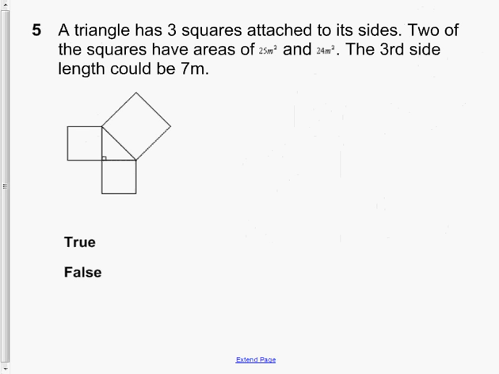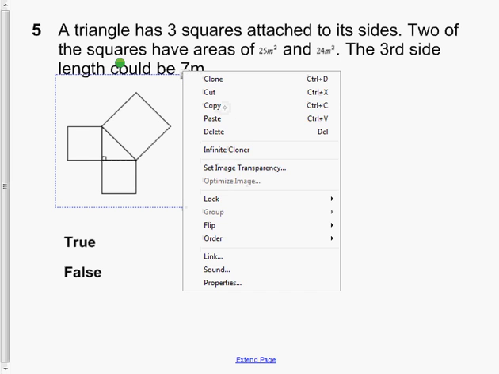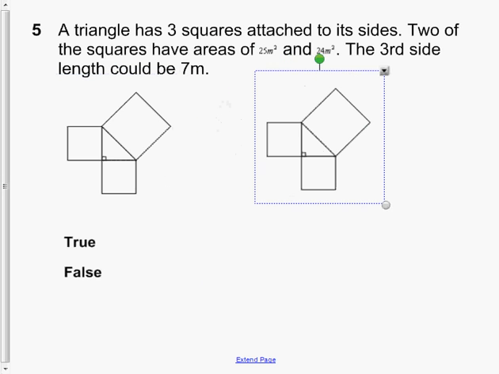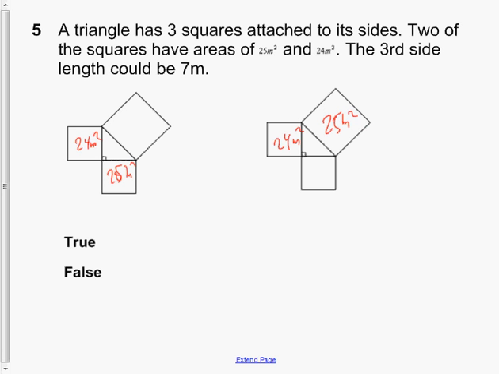Question 5 says a triangle has 3 squares attached to the sides. 2 of the squares have areas of 24 and 25 meters squared. The third side's length could be 7. Is that true or false? Well, what I'm going to do here is actually copy this. I'll copy it, and I'll paste it, and I'll bring it over here. So there's one possibility: this is 24 meters squared, and this is 25 meters squared. Another possibility is this is 25 meters squared, and this is 24 meters squared. Those are the only 2 possibilities for areas of squares attached to the right triangle.